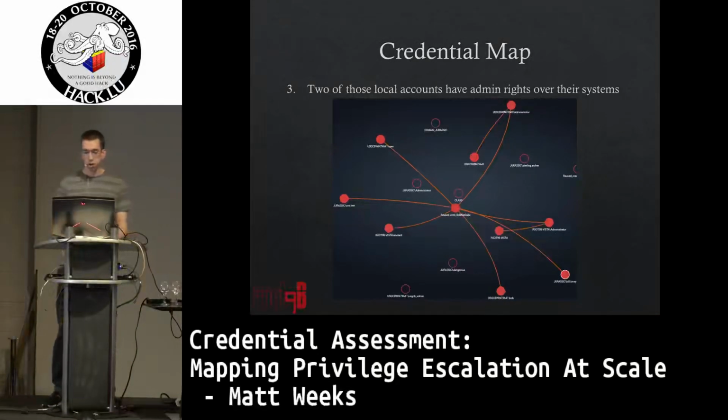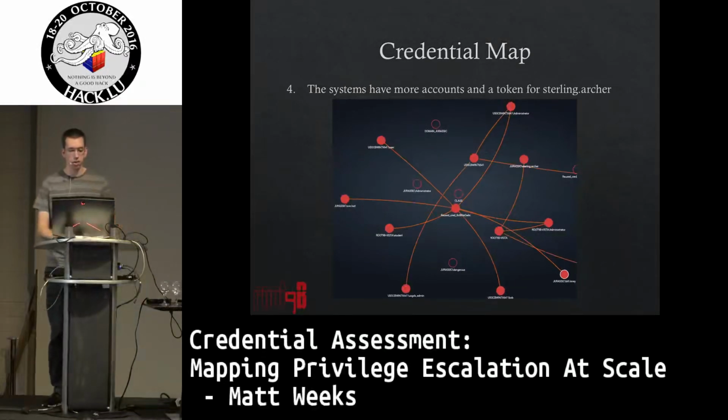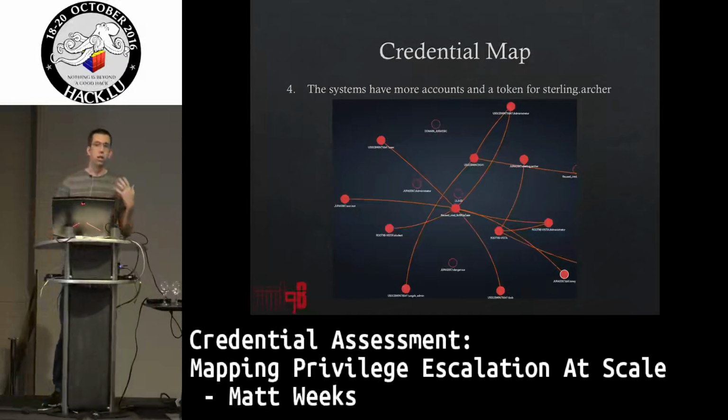So two of these local accounts have admin rights over their respective systems. So these are probably the built-in local administrator account on those systems. So if you had compromised Baloney's account, you could then use that password or that hash to then compromise these other systems. And once you had compromised those other systems using these other accounts, you could steal the Kerberos ticket, password hash, or password from any of the people who are logged into those systems.